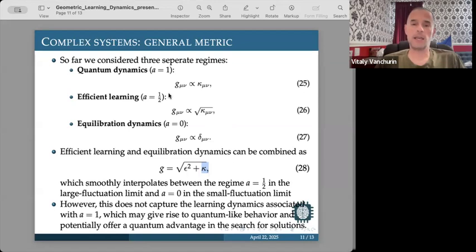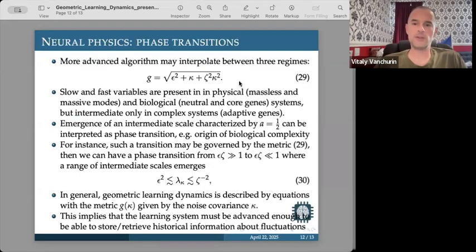Now it doesn't have this a equals 1 regime. First of all, we don't know how to effectively use this a equals 1 regime, but if this conjecture is correct and quantumness can be used, then we somehow want to incorporate this third regime as well. And here's an example of how you can do that. You can just put under the square root three terms: constant, linear, and quadratic.